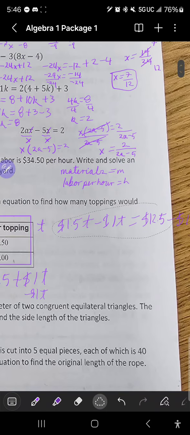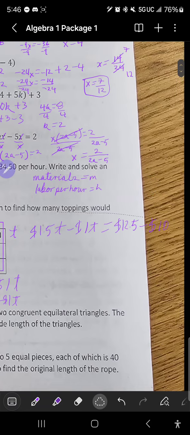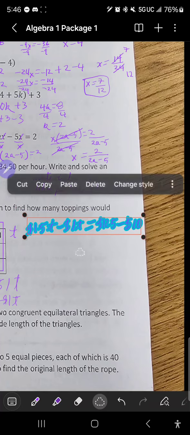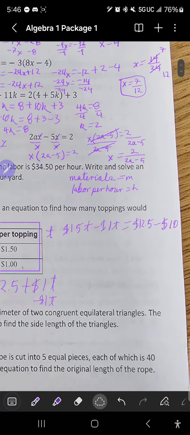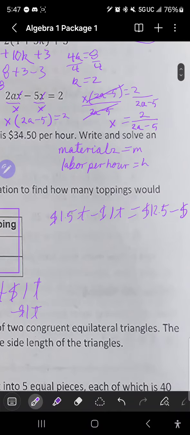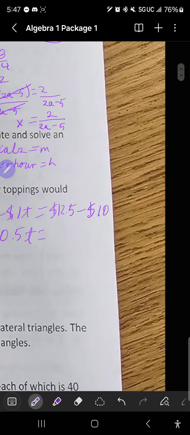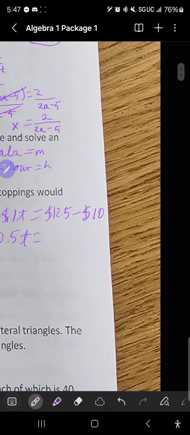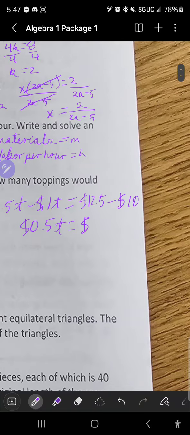Let me put this all in the white part so you can see it better. Now I combine like terms and I get 1.5 minus 1 is 0.5, so I have 0.5 T equals 12.5 minus 10, which is going to be $2.5.